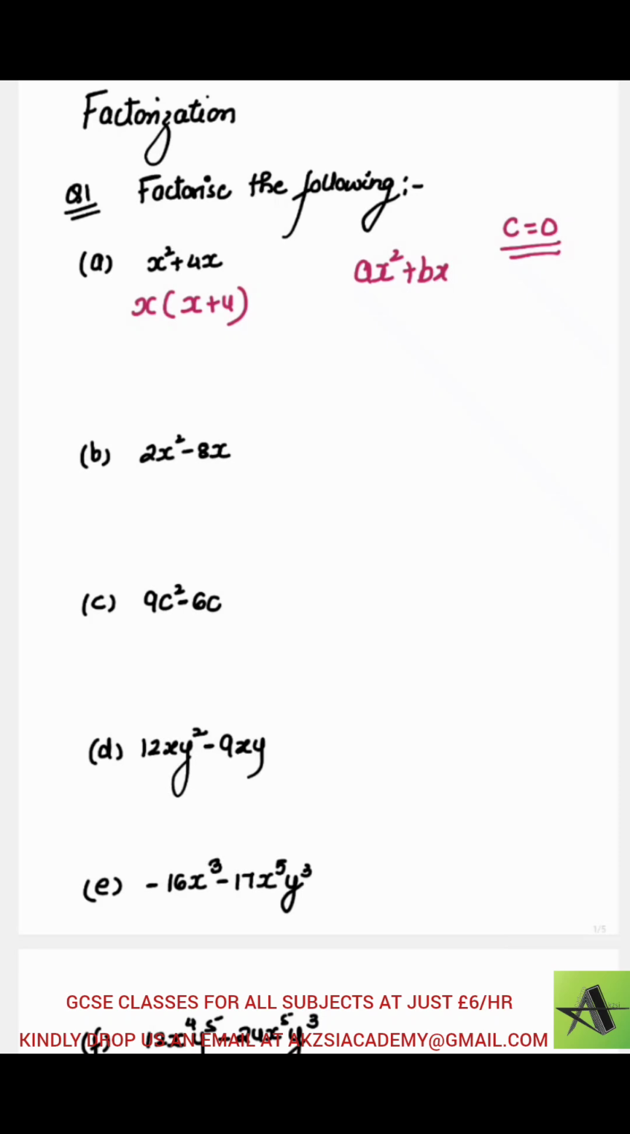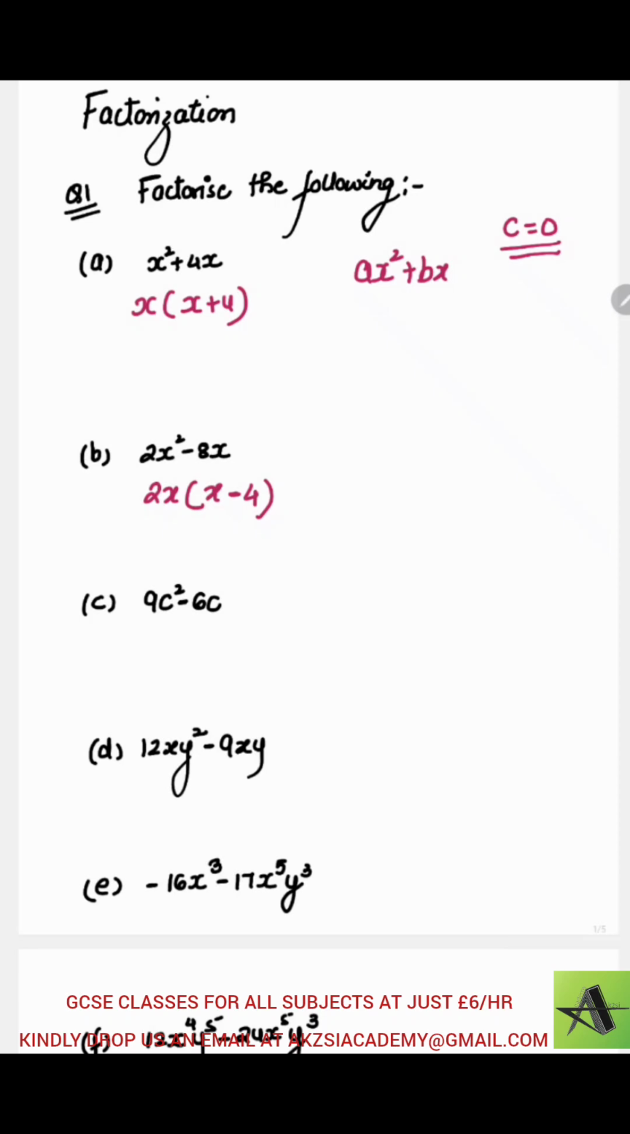Moving on to the next one, it's 2x squared minus 8x. Again, it's an example of a quadratic which has c equal to 0. So in this case, it's simple. We just have to take out as common. So 2x is common in this case. So 2x squared over 2x is x, and minus 8x over 2x is minus 4. This is your final answer.